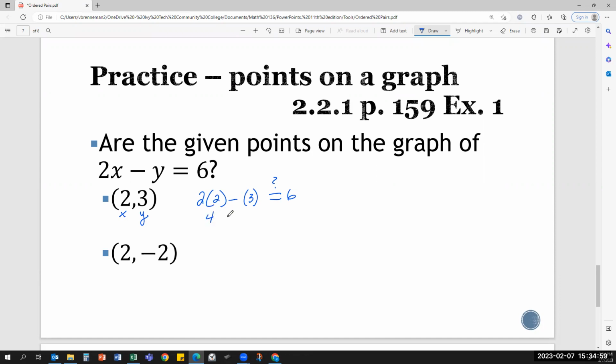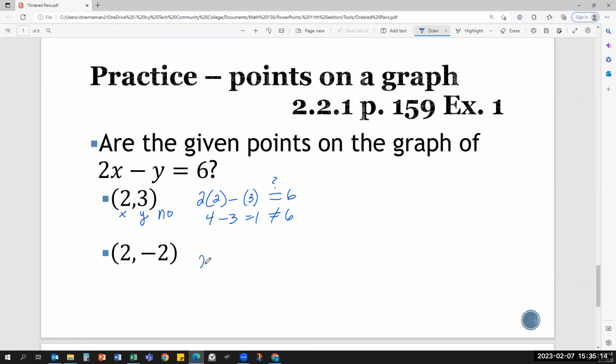Does that in fact equal 6? Well, 2 times 2 is 4, minus 3 is 1. That certainly does not equal 6. So we know whatever the graph of 2x minus y equals 6 looks like, it doesn't have the point (2, 3) on it. What about (2, -2)?